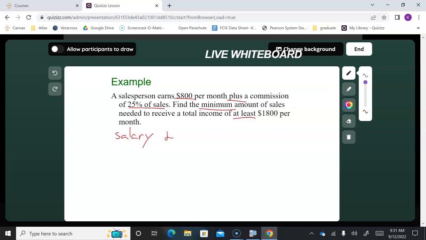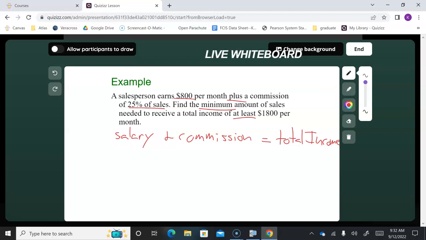Salary plus their commission will give them their total income. Okay? So we need to sell $4,000?